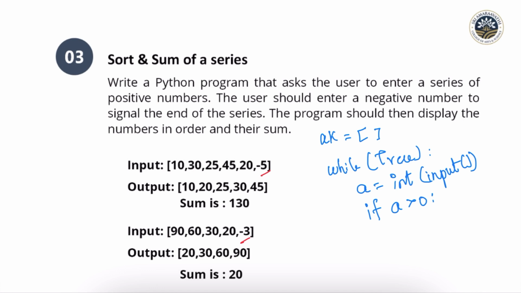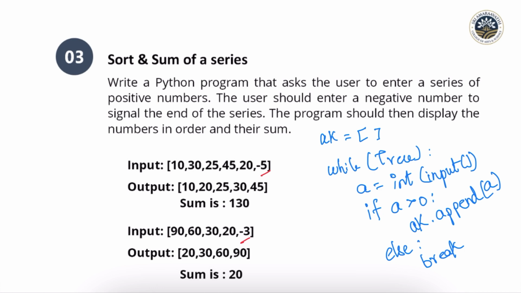How can you store the value in the list? The list name is ak, so use the dot append method: ak.append of the variable name a. So infinite times I'm getting a user input, and if the input is greater than 0, I store it in the list. Else, if the a value is less than 0, you just stop the while loop. How can you stop it? Use break. The while loop will get stopped. So these are the basic things.